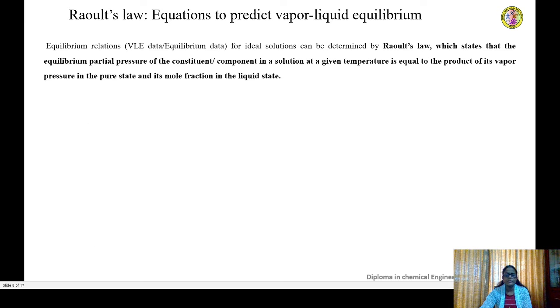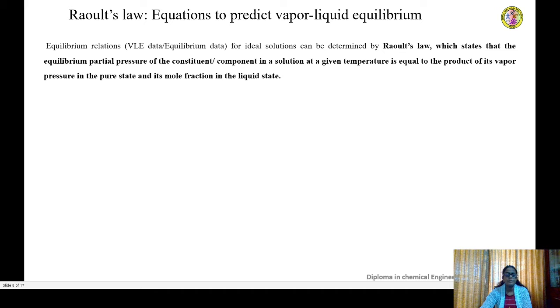Okay, now let us see what is Raoult's law. So equilibrium relations for ideal solutions can be determined by Raoult's law. So that means whenever a solution is given to you, first you need to decide whether it's an ideal or non-ideal solution. If it is an ideal solution, then you need not go for experimental determination of VLE data. So you can go for a theoretical determination by using a law called Raoult's law. So now let us understand Raoult's law statement.